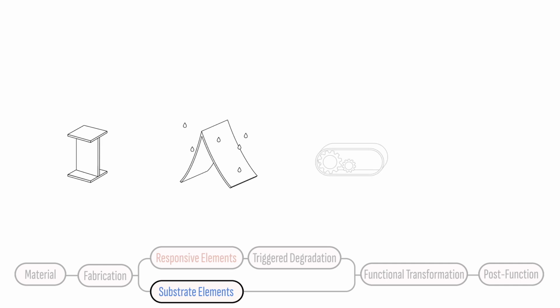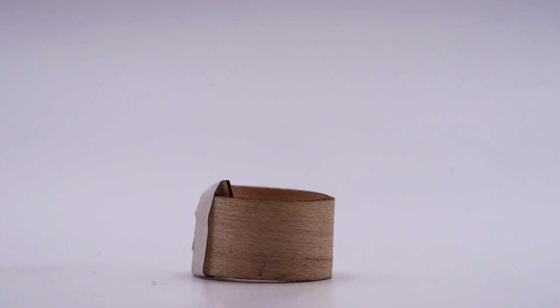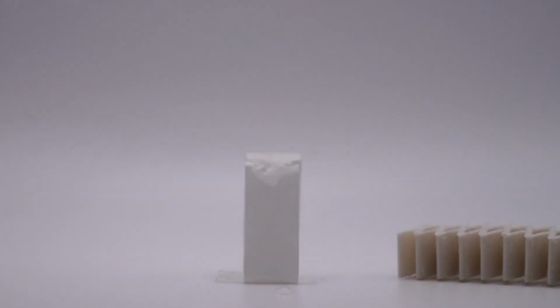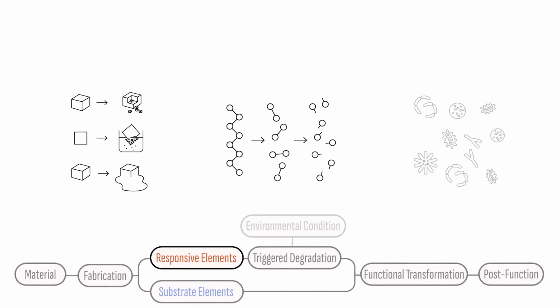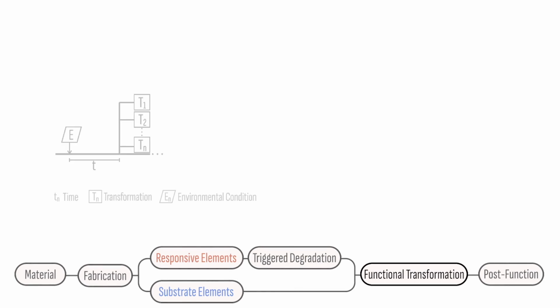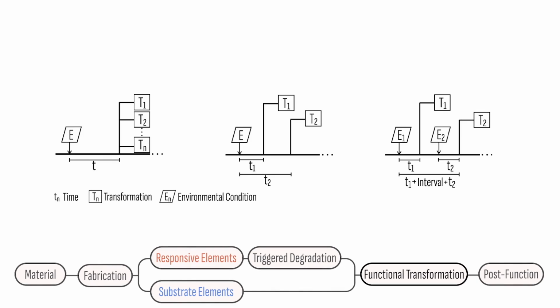Our approach involves two main components, the substrate and the responsive elements. The substrate is designed to be passively activated for functional transformations, such as auxiliary usage or energy storage, while the responsive components are designed to degrade in response to specific environmental conditions. As the responsive component degrades, it triggers a pre-designed transformation, enabling the device to perform various functions in different phases or in response to environmental triggers.